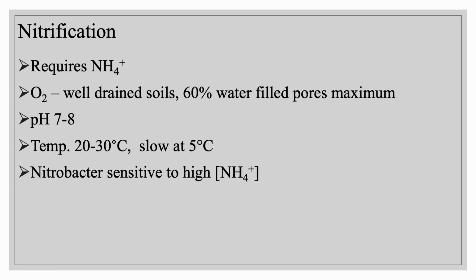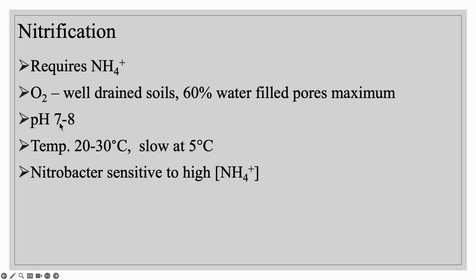So some of the major requirements for nitrification are, number one, we need to have ammonium because that is the base molecule that gets converted into nitrate. There needs to be oxygen, and so this is going to be in well-drained soils. It happens better in more alkaline soils, so somewhere between pH 6.5, 7, 7.5, 8. And that is because both of them, Nitrosomonas and Nitrobacter, are sensitive to pH.